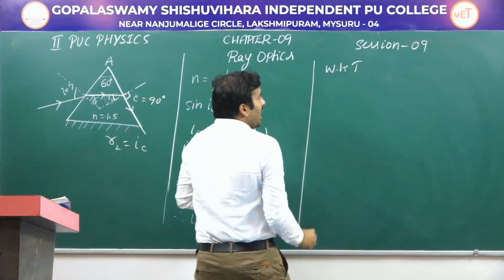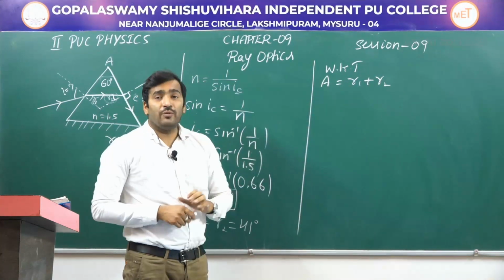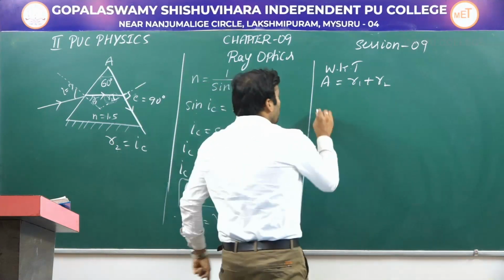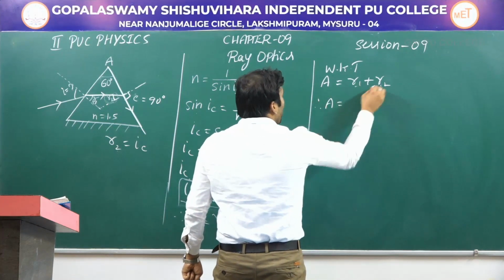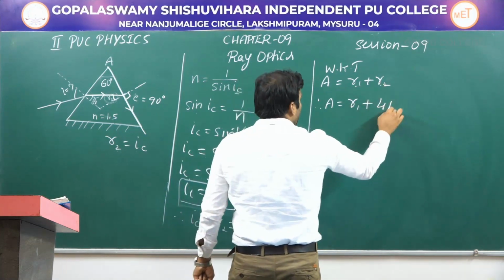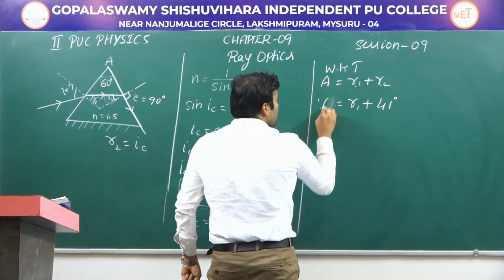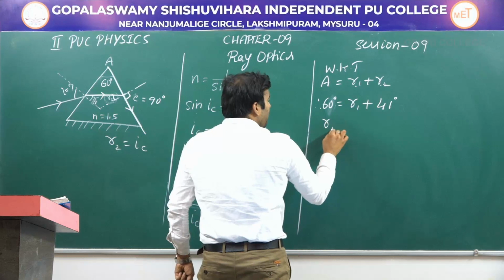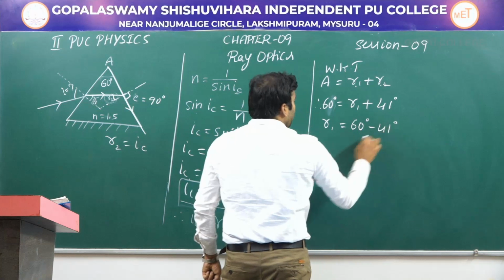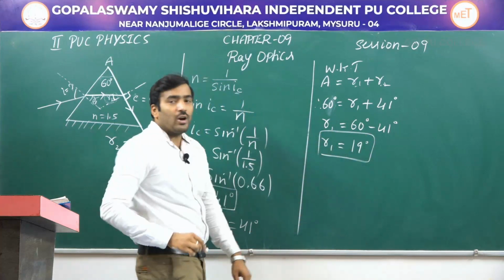Next, we know that the angle of the prism is equal to R1 plus R2. We have this equation from the derivation of this topic, correct? Angle of the prism is equal to R1 plus R2. Therefore, A is equal to R1 plus R2. R1 is written as it is, plus R2 is equal to 41 degrees, and I also know the angle of the prism is 60 degrees. Therefore, I can find the value of R1. R1 is 60 degrees minus 41 degrees. Therefore, R1 is equal to 19 degrees. So we got the value of R1 now.